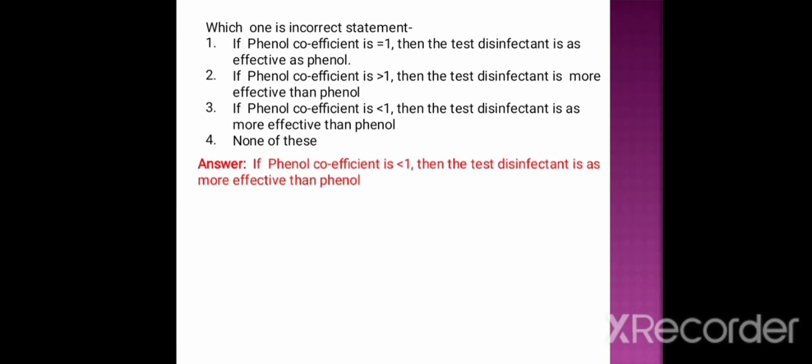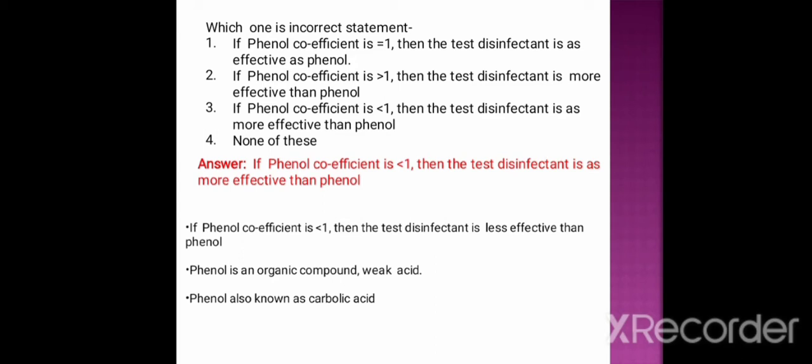And the answer is: if phenol coefficient is less than 1, then the test disinfectant is more effective than phenol. This is the incorrect statement. Phenol coefficient is used for testing the efficacy of a disinfectant. So if phenol coefficient is less than 1, it means the test disinfectant is less effective than phenol. Phenol is an organic compound that is a weak acid. Phenol is also known as carbolic acid.